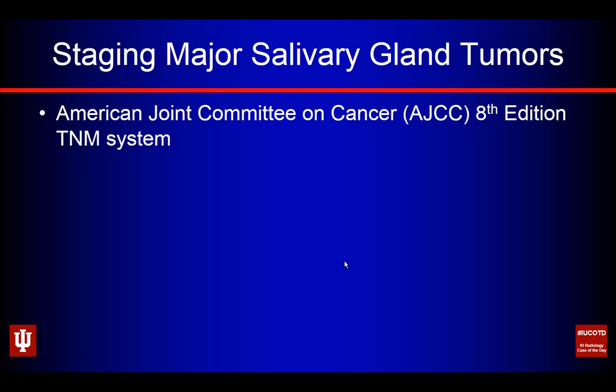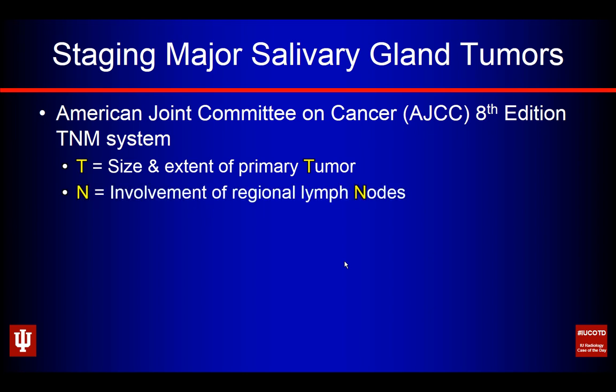Okay, so all of this staging that I'm going to talk about in this talk is based upon the American Joint Committee on Cancer, or the AJCC 8th edition TNM system. And that TNM system stands for T, which is the size and extent of tumor. So the T is for tumor. N is for nodes, so that has to do with the involvement of regional lymph nodes. And M is metastases, and we're talking about distant metastases.